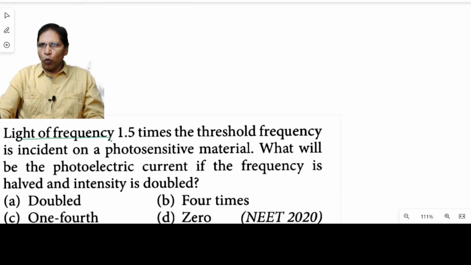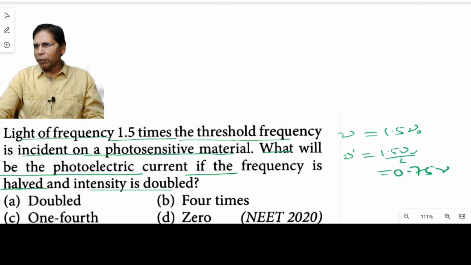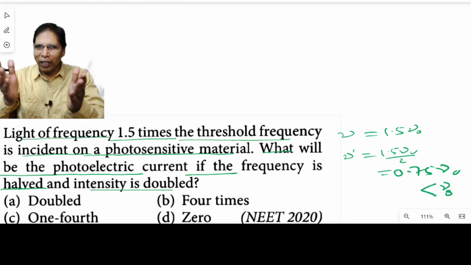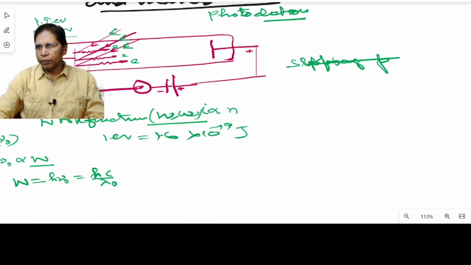The light of frequency 1.5 times the threshold frequency is incident on a photosensitive material, that is, nu equals 1.5 nu naught. What will be the photoelectric current if the frequency is halved and the intensity is doubled? Here the new frequency nu dash equals 1.5 nu naught by 2, that is 0.75 nu naught. This is less than nu naught. Therefore, no emission of electrons takes place, whatever be the intensity of radiation.